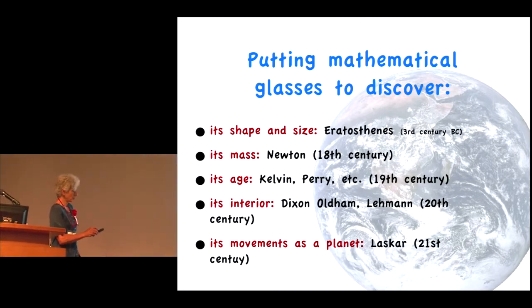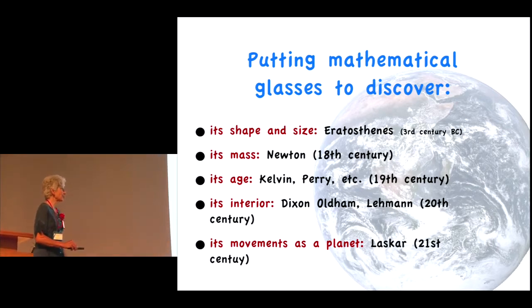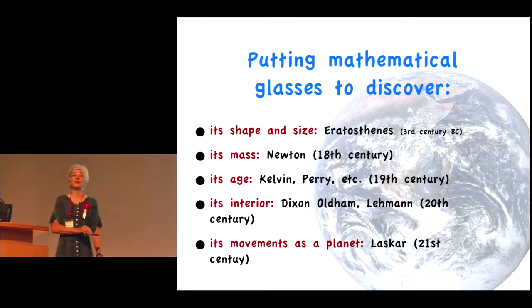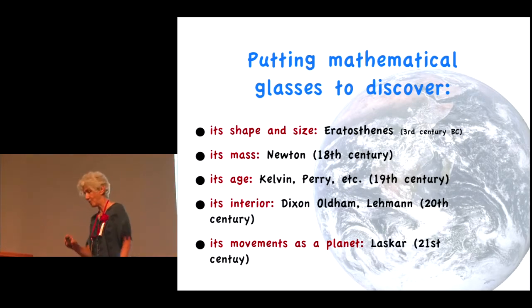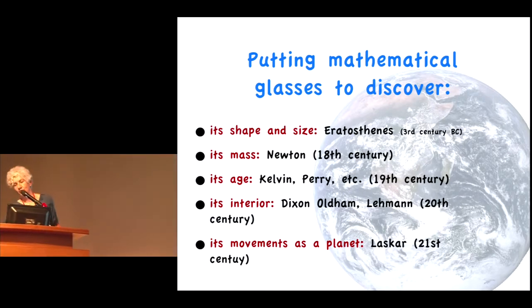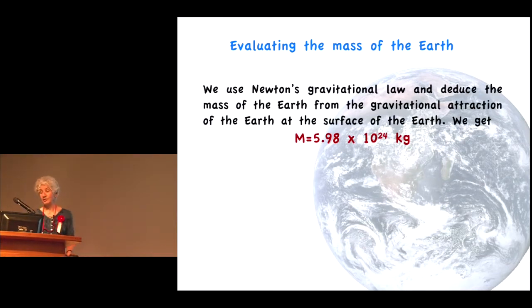Then Newton could evaluate the mass of the Earth. In the 19th century, there was a big historical saga about the age of the Earth. Its interior, so we come closer to nowadays, 20th century. Its movement as a planet, you will be surprised I have put 21st century. So in fact, there are things we know from the past, but there are new developments in the movements of the planet.